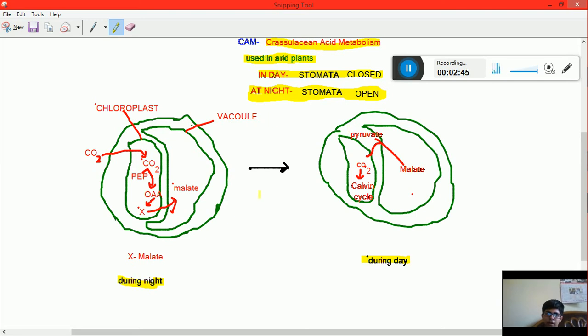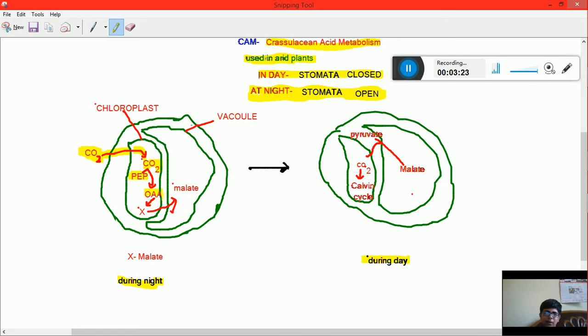During the night the stomata are open, so the carbon dioxide enters through the cell wall, since it is a plant cell, and then the cell membrane, and then it goes inside the chloroplast. There are two main structures in plants that are required for the CAM cycle: the chloroplast and the vacuole. So CO2 goes from the cell membrane, passes through the cytoplasm and then goes into the chloroplast. There it reacts with PEP to produce OAA.